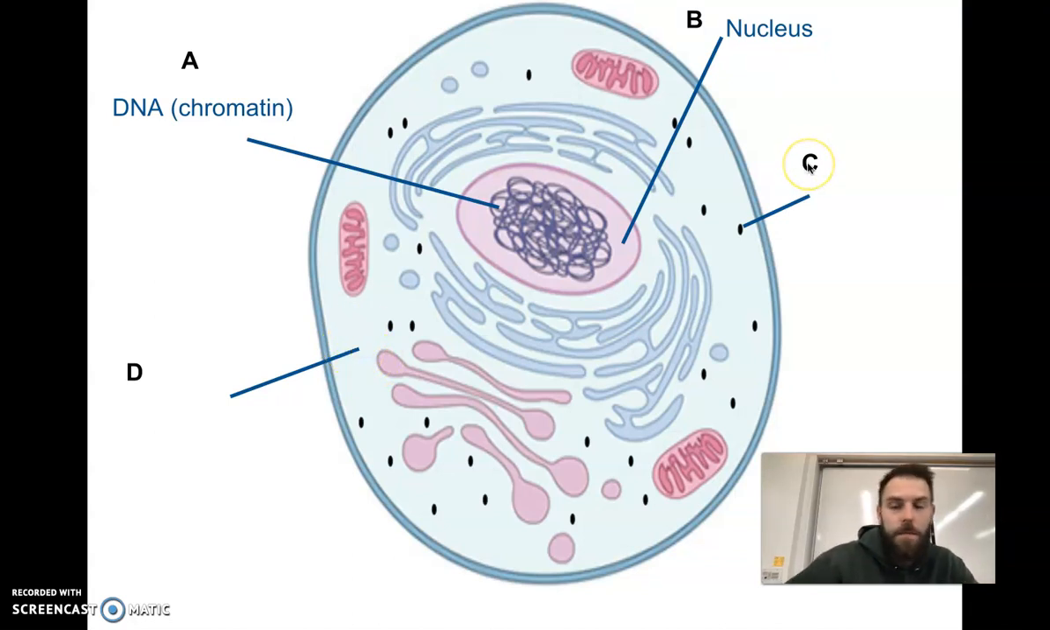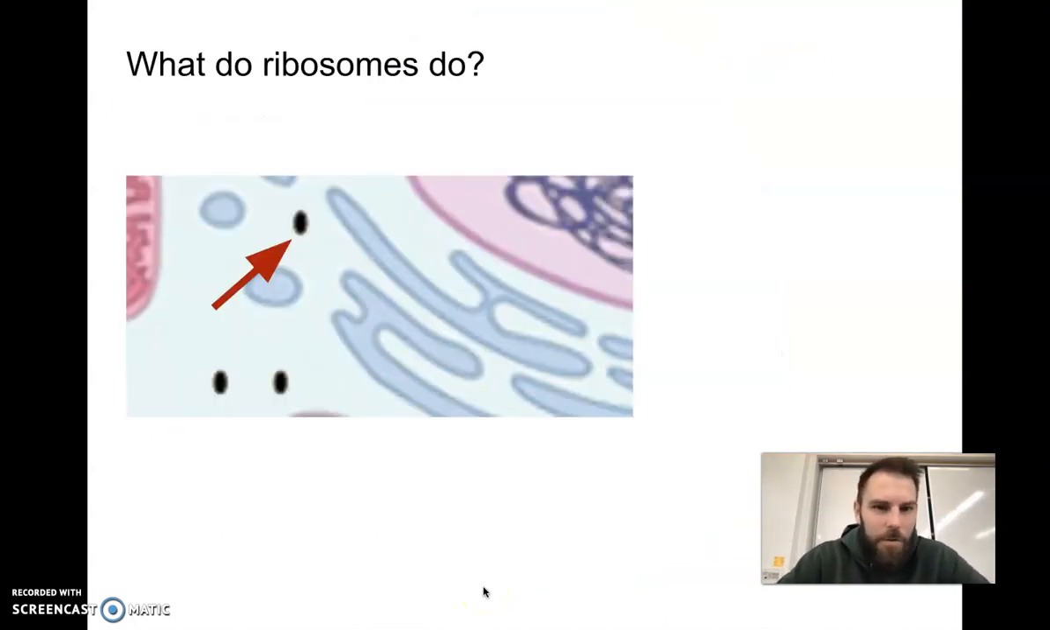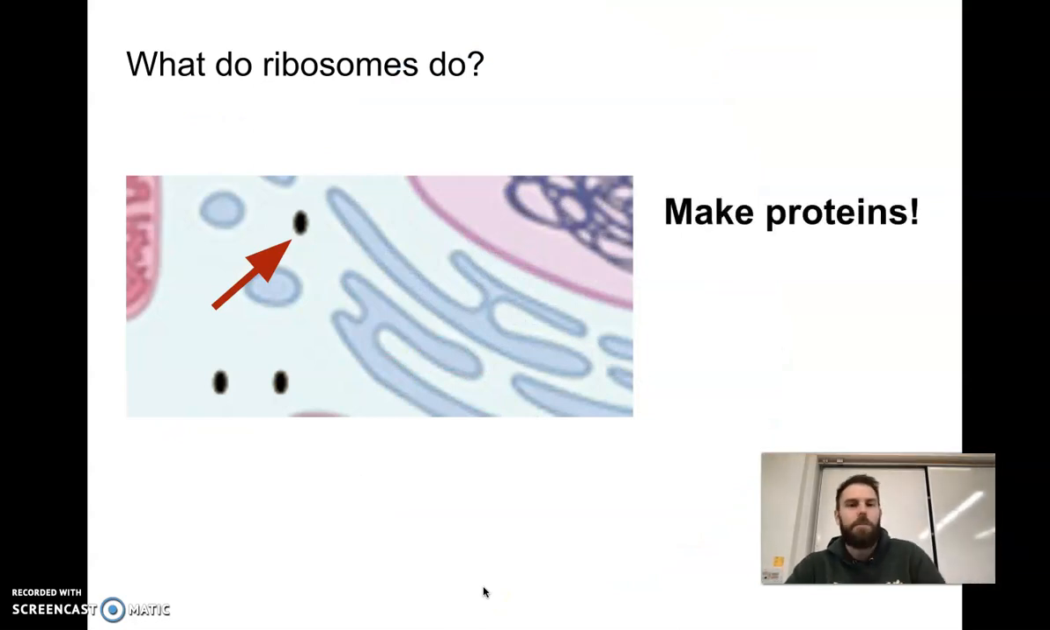And C we haven't talked about yet this year, but this might be a little bit of a throwback to middle school. These are going to be called ribosomes. So these kind of watermelon-looking seeds are going to be our ribosomes. And what do ribosomes do? They make proteins. Their job is to actually assemble the proteins.